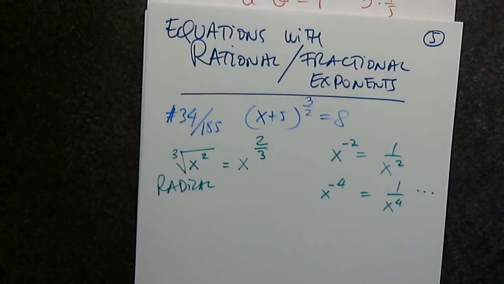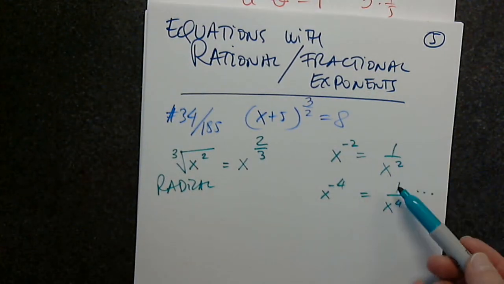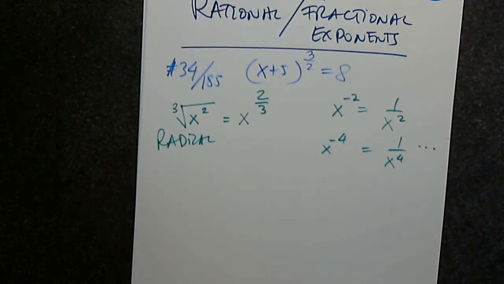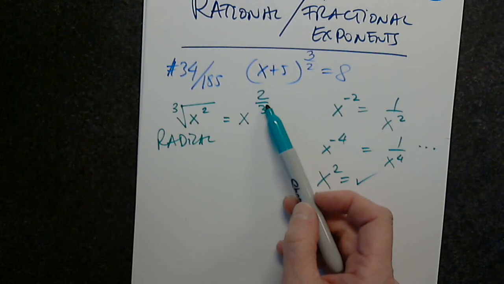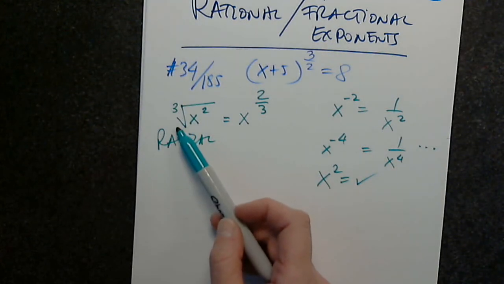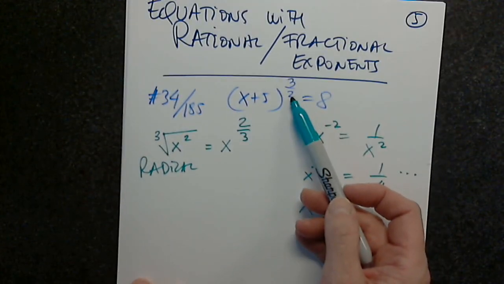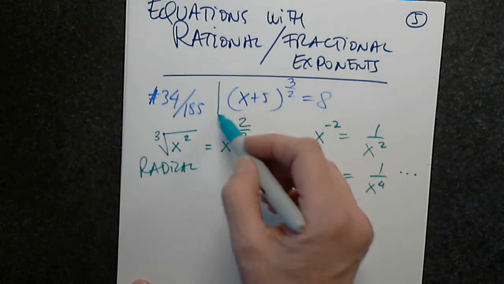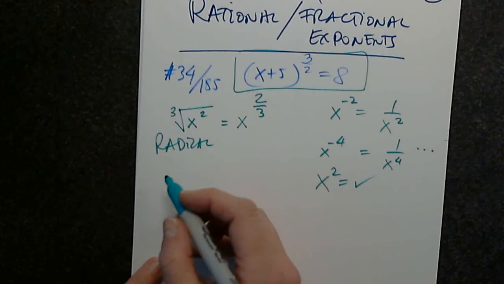So if I have a negative exponent, I know it's a fraction. If I have a positive exponent, there is nothing I can do to it. That's it. But if I have a rational exponent, it's really a radical. But this is what I have here. If I want to rewrite this equation, how will I rewrite it?